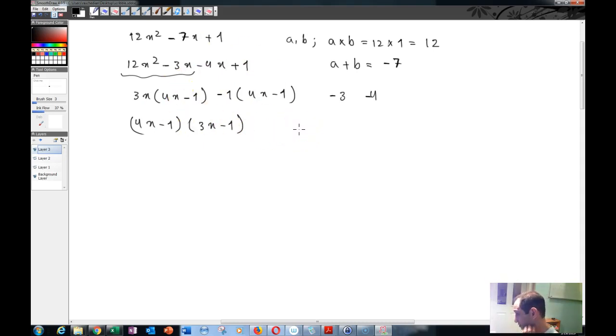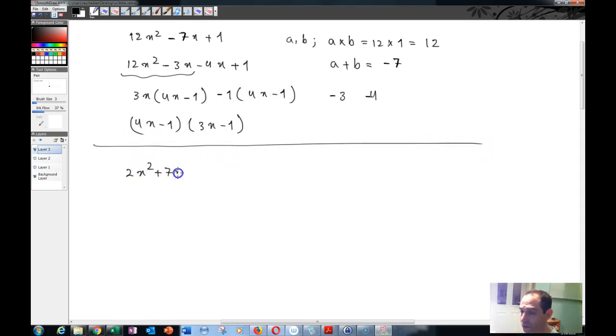Or if you have something like 2x squared plus 7x plus 3, again, you're looking for two numbers a and b such that a times b is equal to 2 times 3, which is equal to 6, and a plus b is equal to positive 7. So 1 and 6. 1 times 6 is equal to 6, and 1 plus 6 is equal to 7.